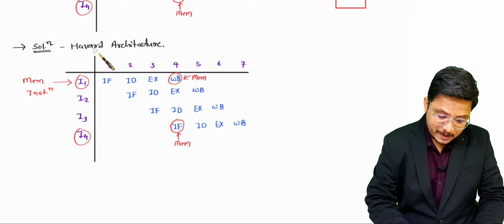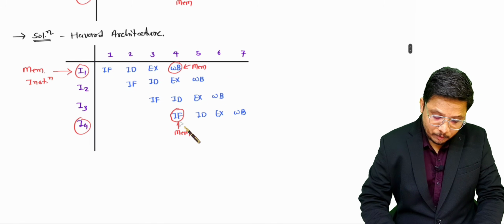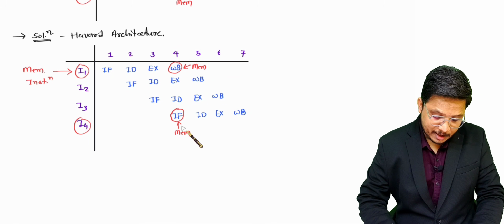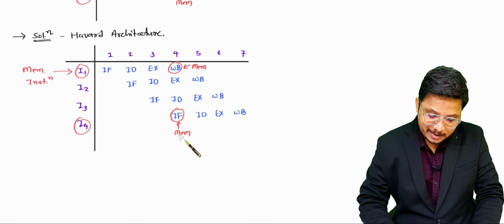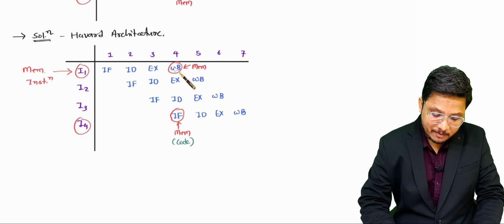Now my dear students, in Harvard architecture, what we do is, for data and for code, we will be having separate memory. You see this instruction fetch, that is utilizing which memory? It needs to have code. And with this write back, we will be using an operand, right? So for that, you need to have data memory, right?